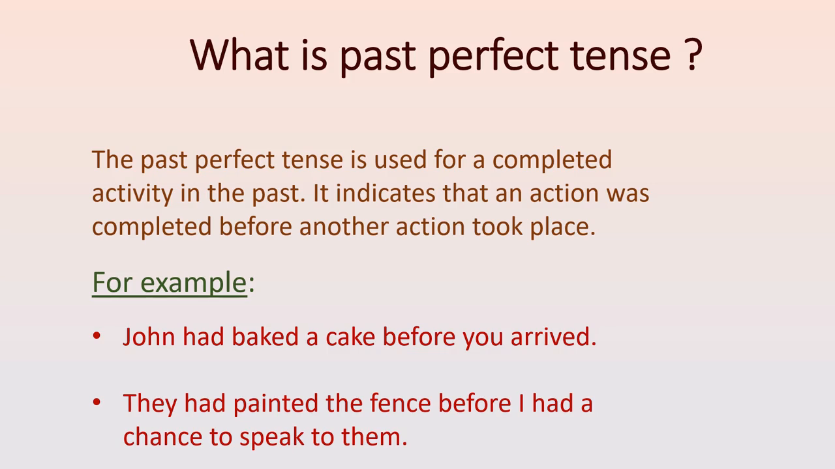For example, John had baked the cake before you arrived. It means John had already baked the cake before you arrived. They had painted the fence before I had a chance to speak to them. It means they had already painted the fence before the other action took place. So these are part of the past perfect tense.